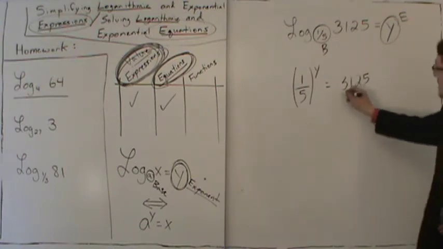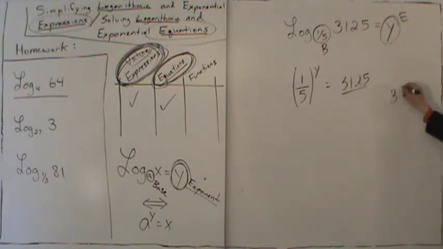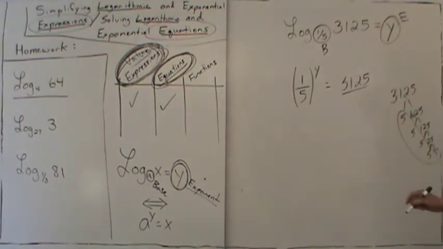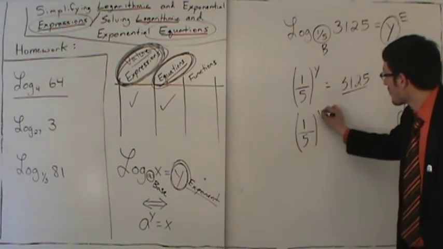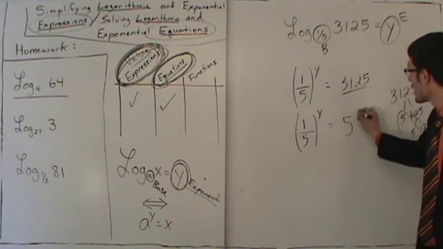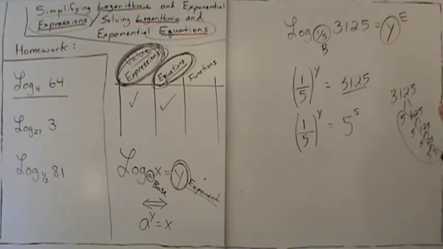And now what you have to do is take 3,125 and break it down. 3,125 is 5 times 625, which is 5 times 125, which is 5 times 25, which is 5 times 5. How many 5's multiply to give 3,125? Well, there are 5 of them, so we say 1/5 to the y power is equal to 5 to the 5th power.